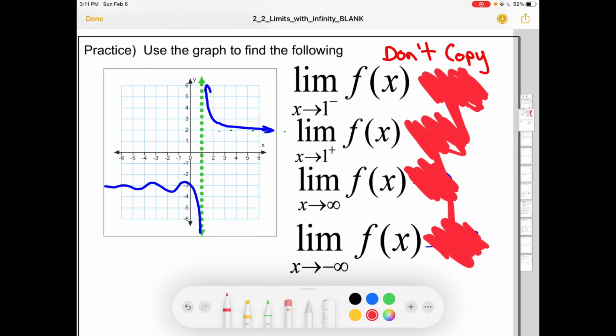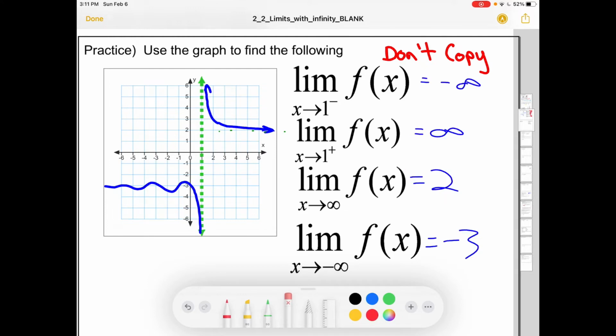So here's a little graph for you to think about. Maybe pause and think about each of these 4 limits. And we'll unpause. Let's see if you ended up with the same answers I did. I got these, so I'll just go through them one at a time, starting with the first one. 1 from the left. It's going down like this. That's negative infinity. 1 from the right. It's going up like this.